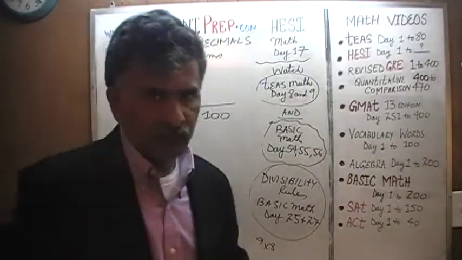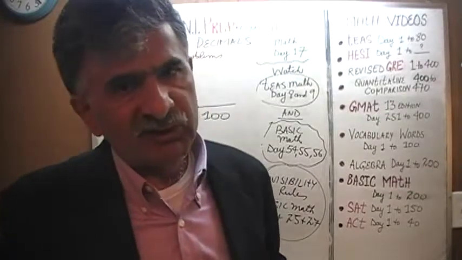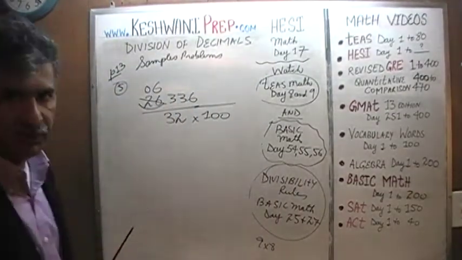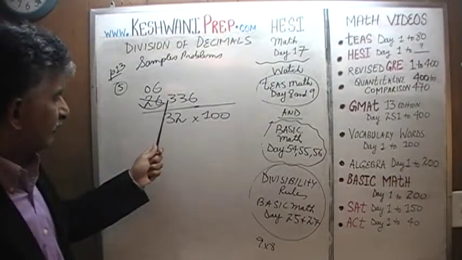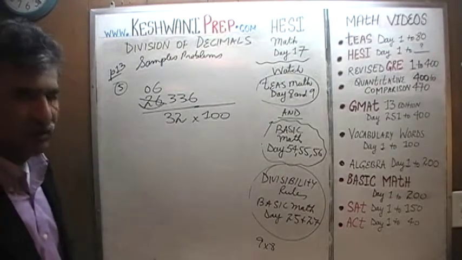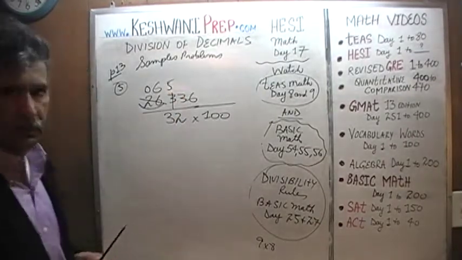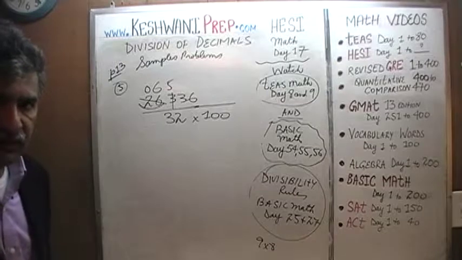How many 4s does 26 have? 26 has 6 4s. 6 4s are 24. Cross out the 26, put down 6 there. The remaining 2 goes and joins the 3 and becomes 23. 23 has 5 4s. The remaining 3 goes and joins the 3 and becomes 33.